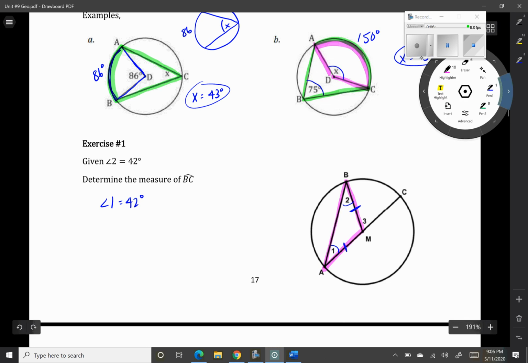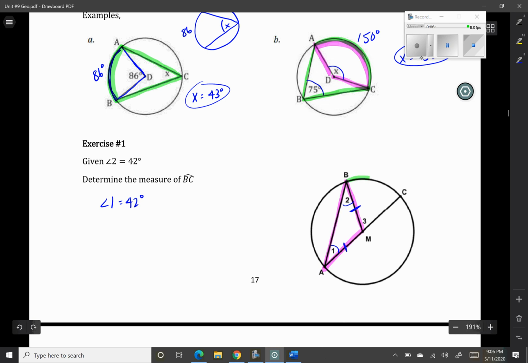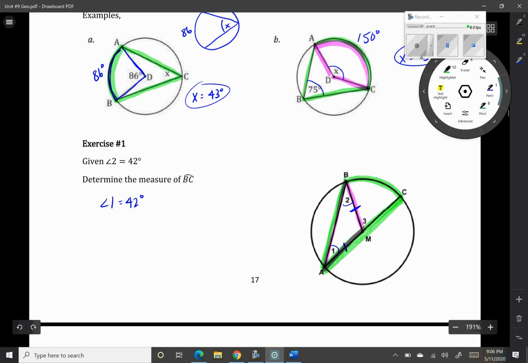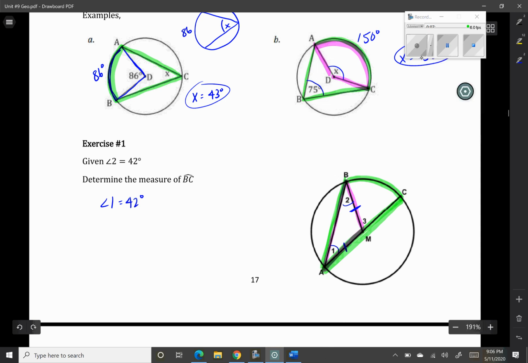Why is angle 1 important? Well, if I look at arc BC, and I'll use here again a different color highlighter, arc BC is part of an inscribed angle. AC is a chord, AB is a chord. We have an inscribed angle here. So what do we know? We know the inscribed angle is half of the arc, or the arc is double the inscribed angle. So arc BC is equal to 84 degrees.